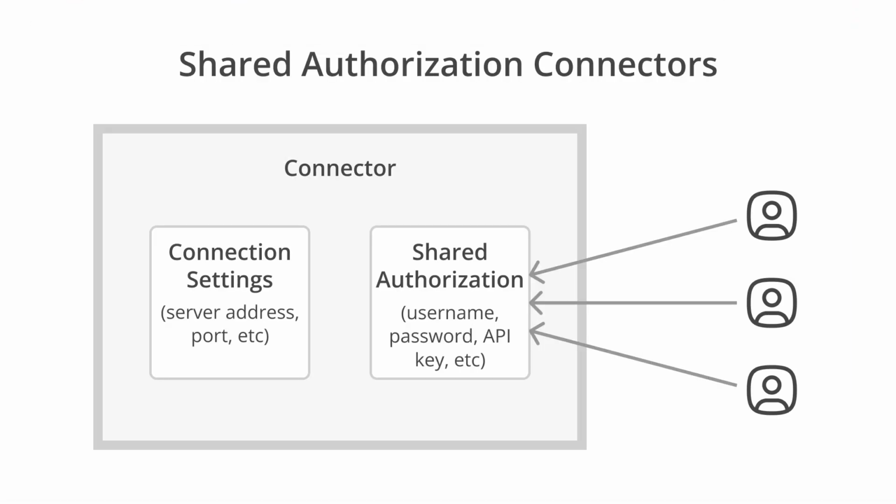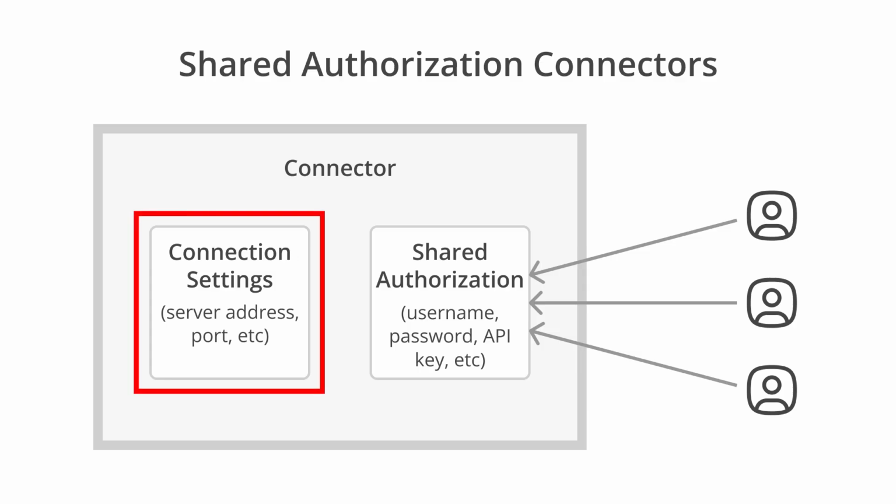For shared authorization connectors, all users who run a workflow which uses the connector share a single set of authorization credentials, such as a username and password or an API key. They also use common connection settings, such as the server address, port number, or database name. This means shared authorization connectors work in the same way as connectors always have in EasyMorph.